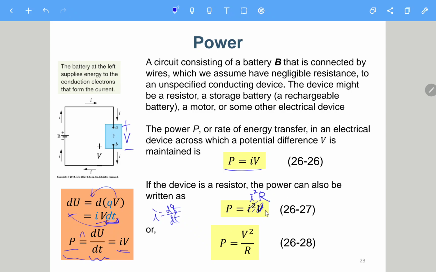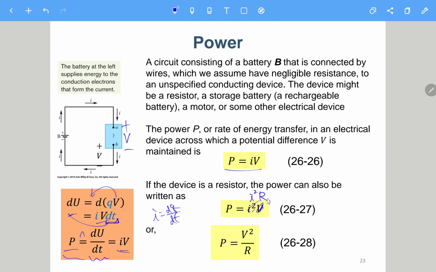Okay, I squared R and V squared over R are correct for a resistor, but not for other devices, like a semiconductor circuit. Only P equals IV is uniformly correct, because we derived it without considering whether this is a resistor, and then we came up with P equals IV. So this is correct for all electronic devices, but this one is only suited for the resistor.